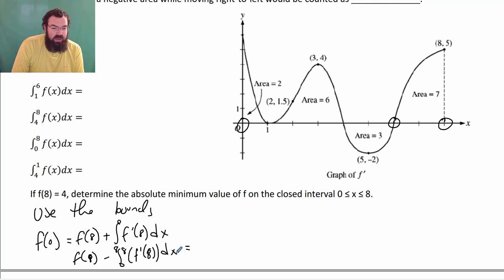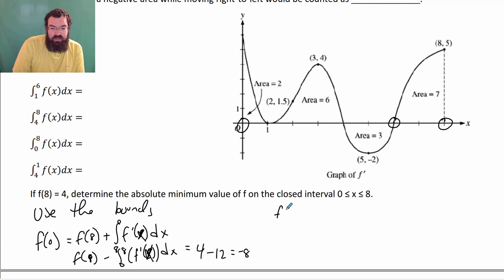And so f of 8 we know is 4. For f prime of x, this should be an x there, not an 8, I want to find that area. So 2 plus 6 is 8, minus 3 is 5, 5 plus 7 is 12. And so I get 4 minus 12, and that's negative 8. So that's what f of 0 is equal to.